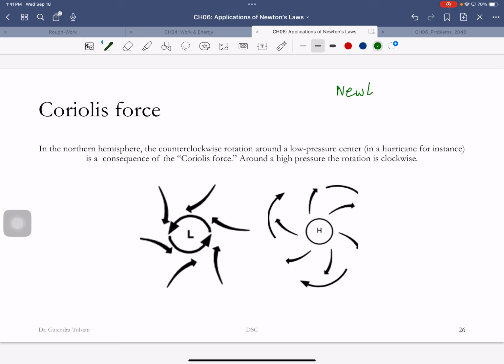When are Newton's laws valid? Newton's law says force is mass times acceleration. That is, if you're accelerating, that means a force is acting on you. And these laws are valid in inertial frames of reference.